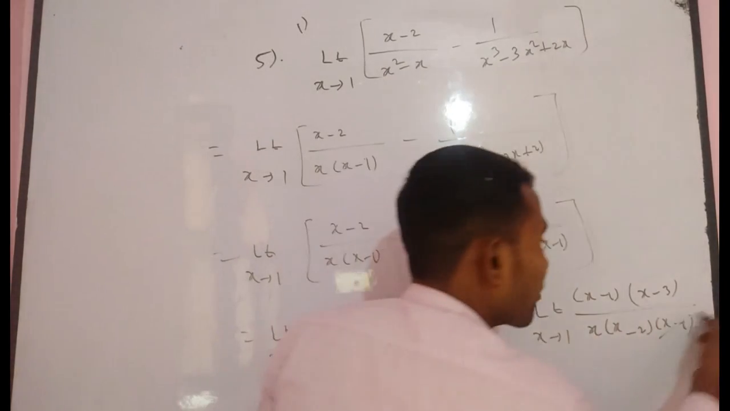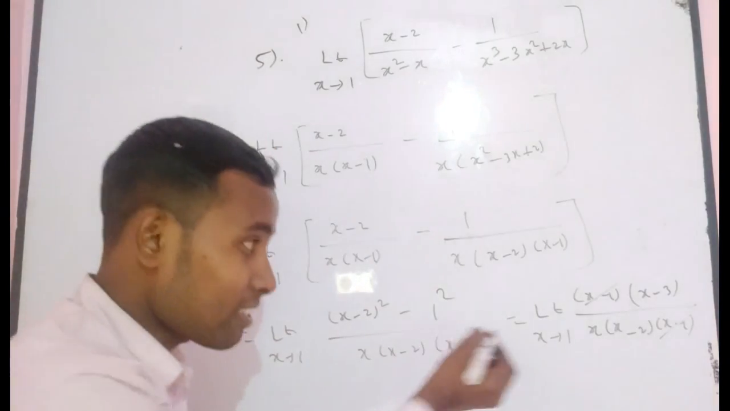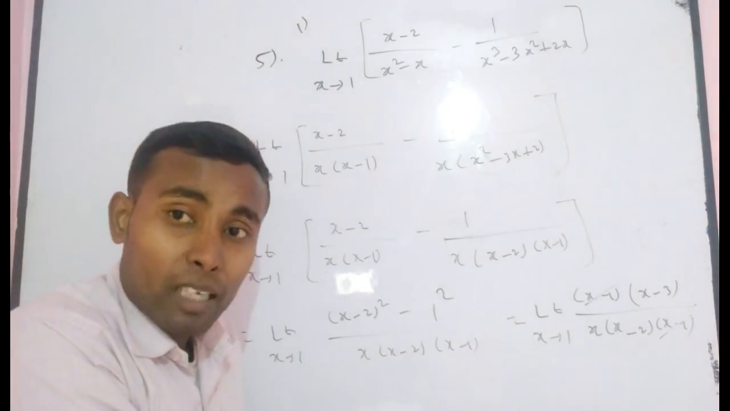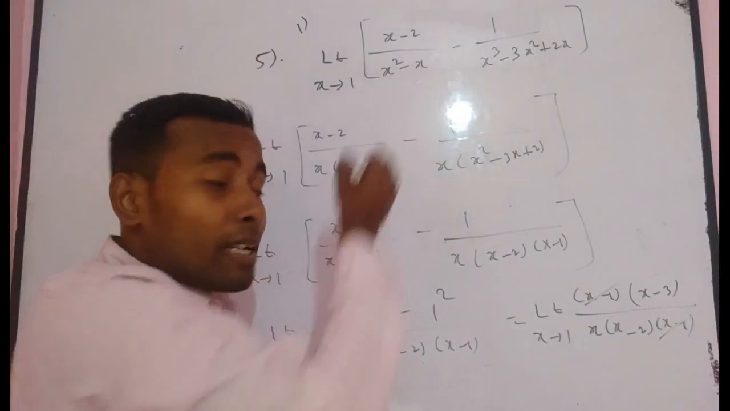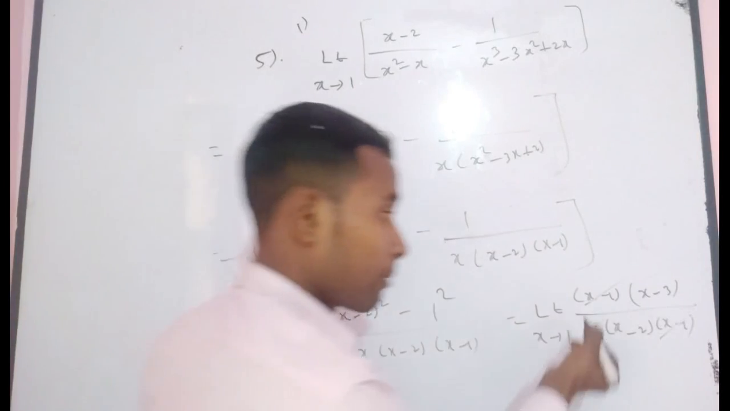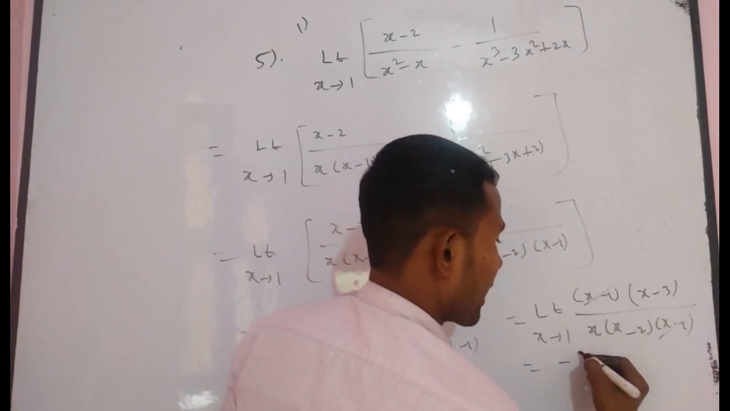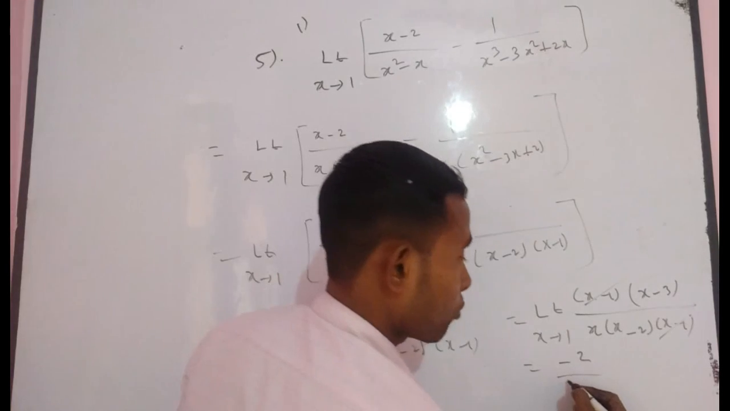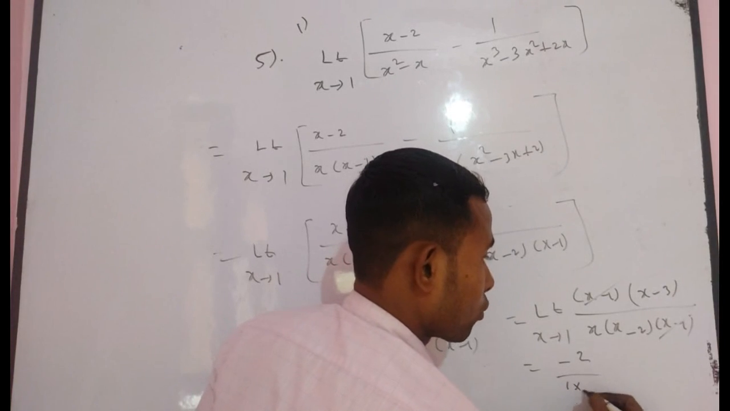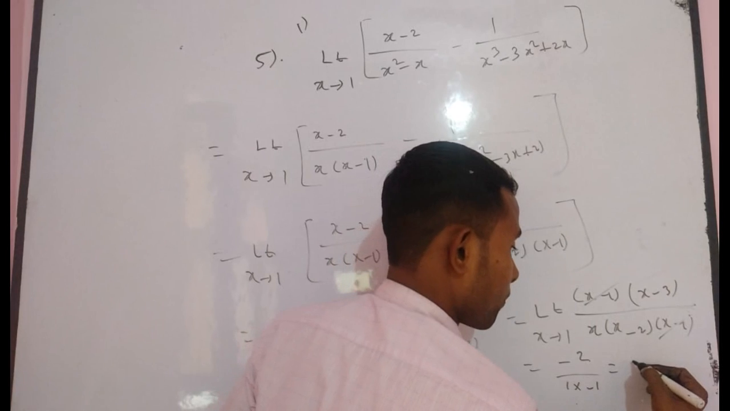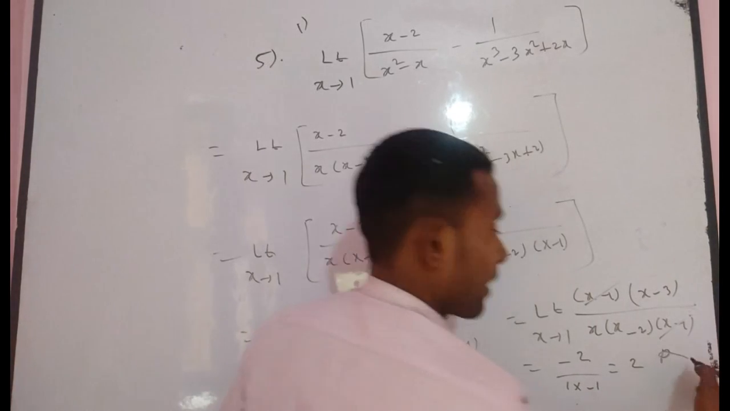Now here you get x minus 1, and x minus 1 is cancelled. That is the term that makes both terms infinity, so both terms will be cancelled. Finally you have to put in 1 minus 3, that means minus 2, divided by 1 minus 1 minus 2, that means 1, into minus 1. So you get 2 as your final answer.